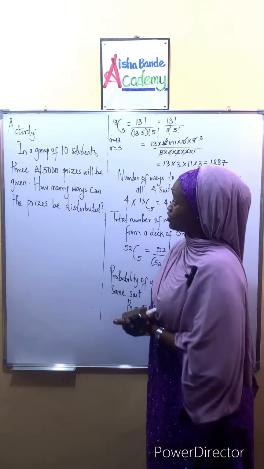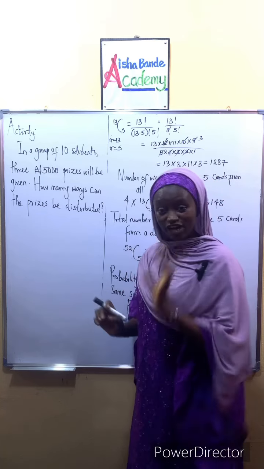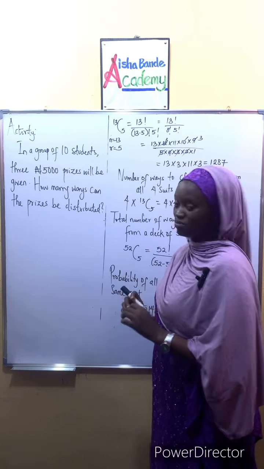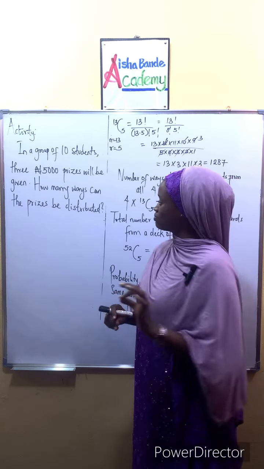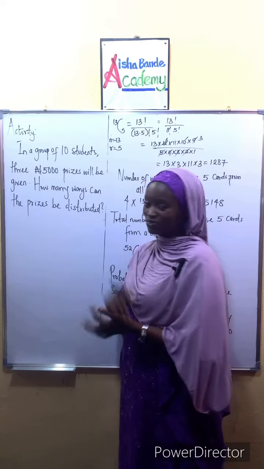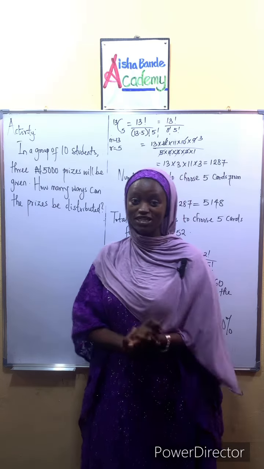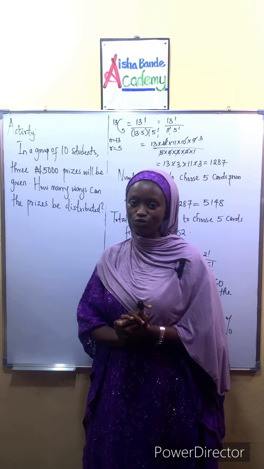So we have an activity which says that in a group of 10 students, 5,000 naira prizes will be given. How many ways can the prizes be distributed? So this is just an activity. You can try it out to keep you busy. If you have any question, kindly bring in your questions and we will take it up from there.